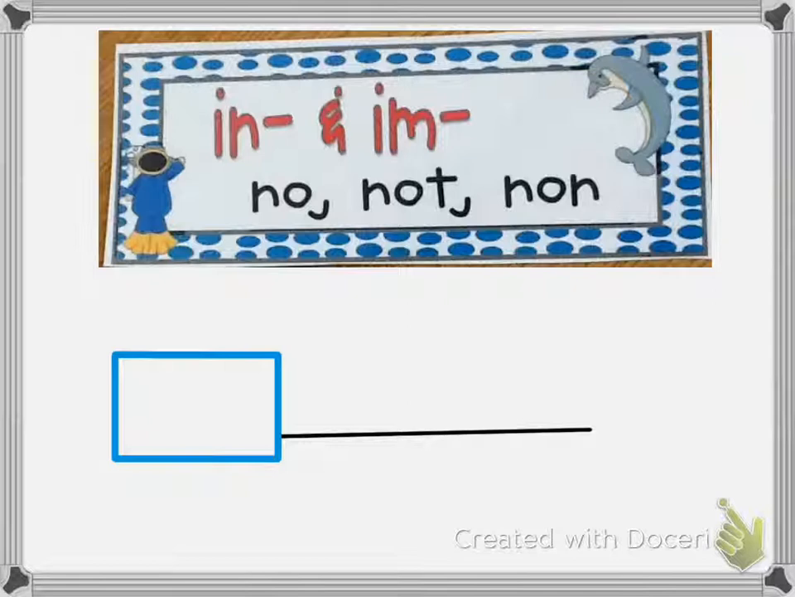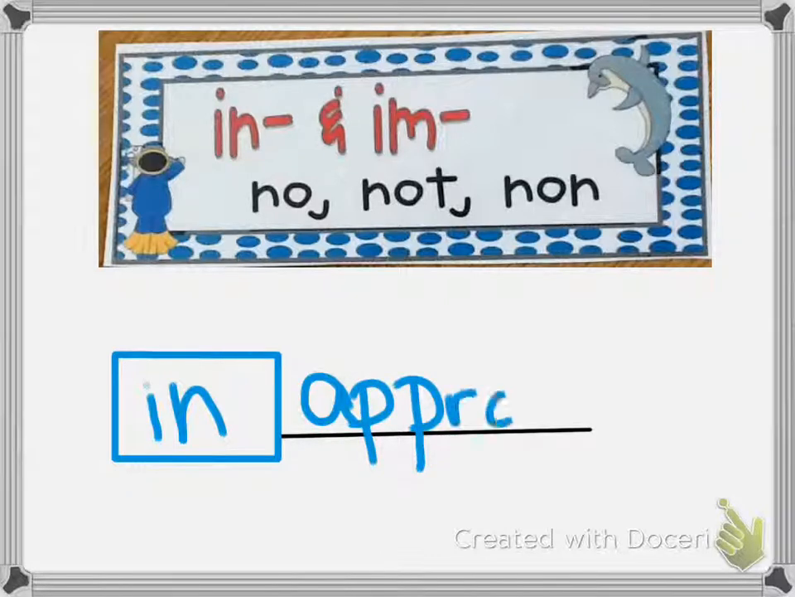In and im. Here's an example using the word in, or the prefix in. Inappropriate. Appropriate is a word. So you'd say inappropriate, it's not appropriate. Not right to do.